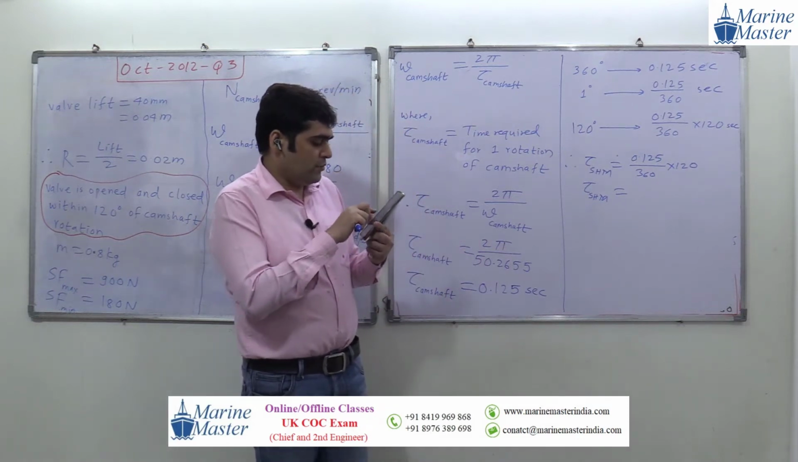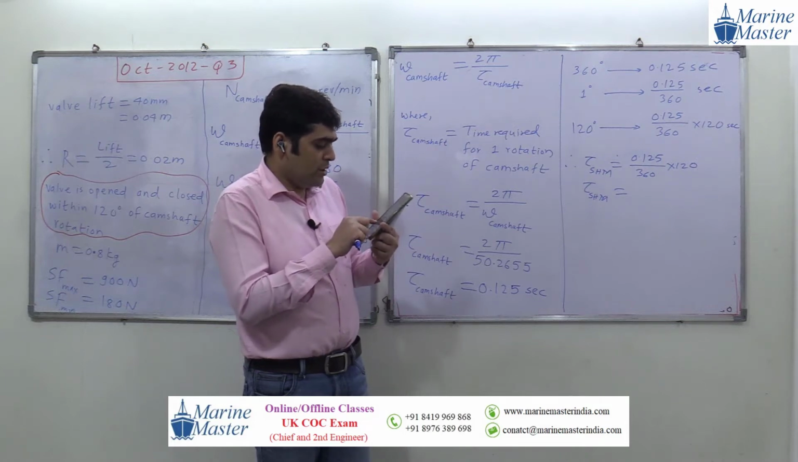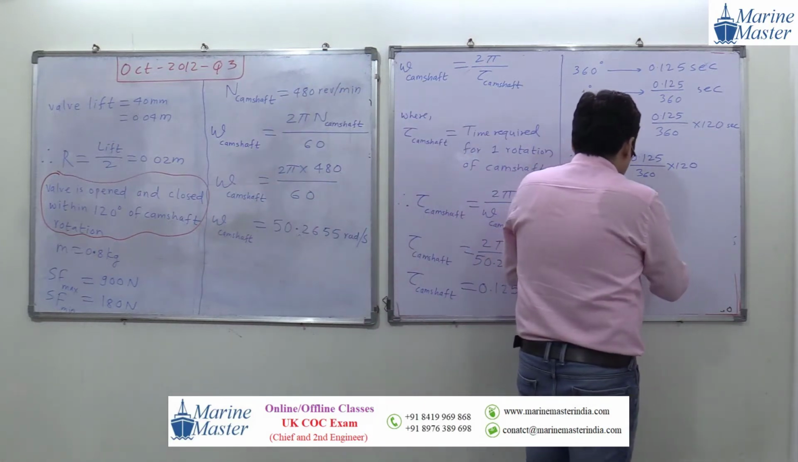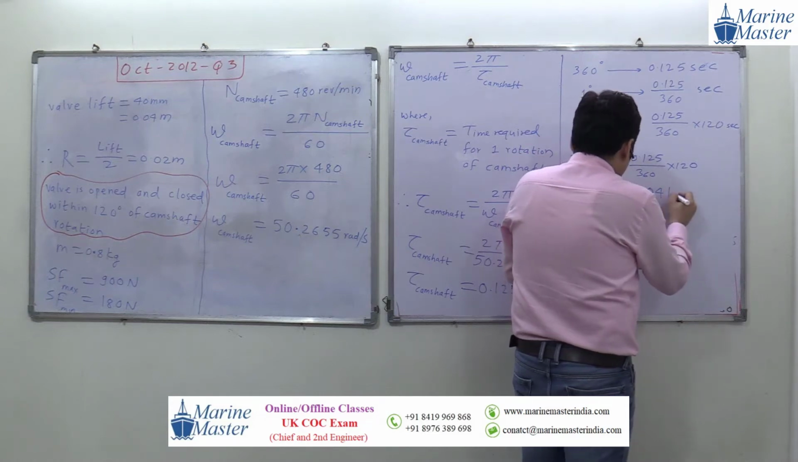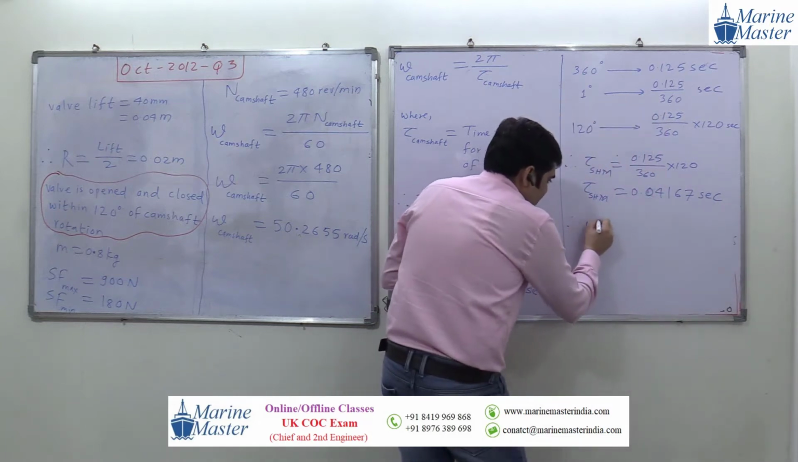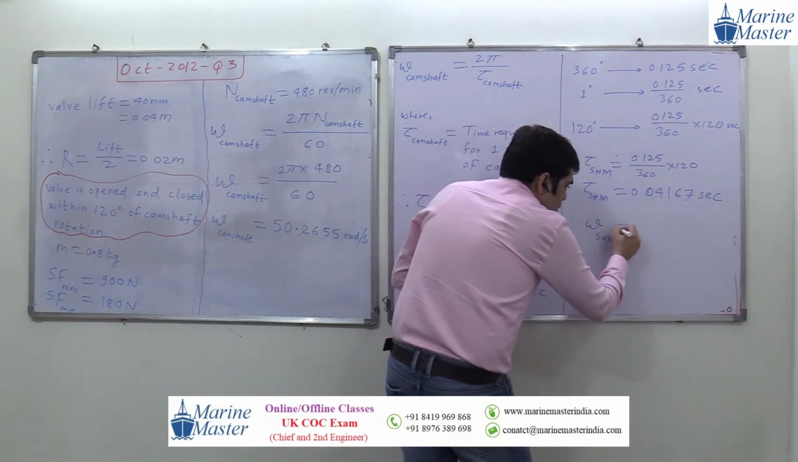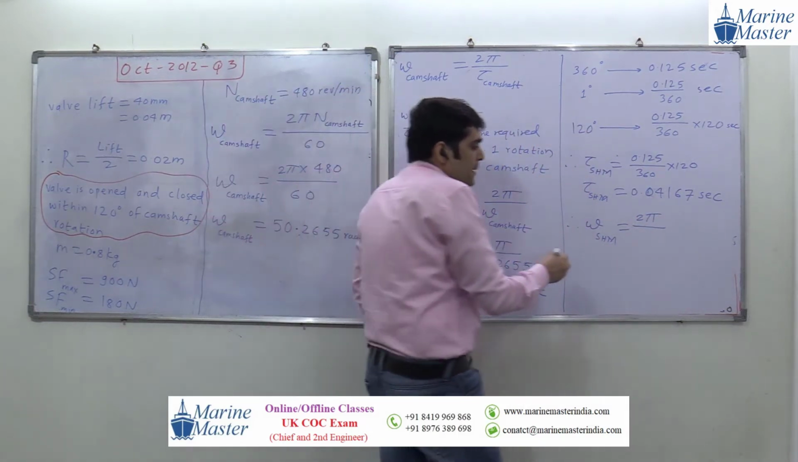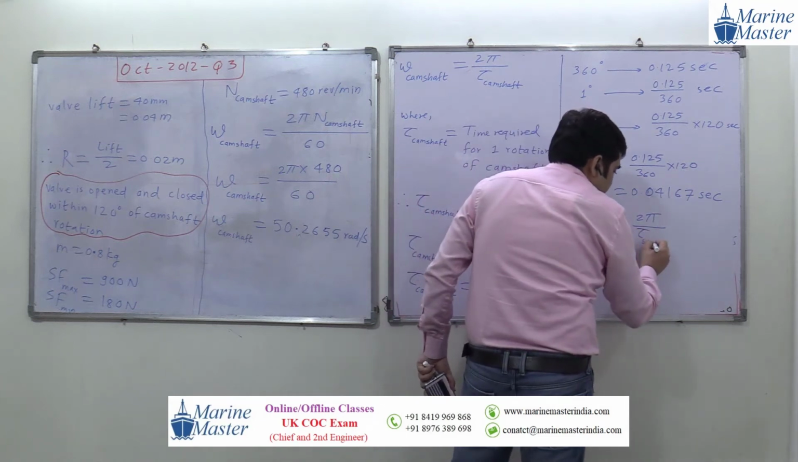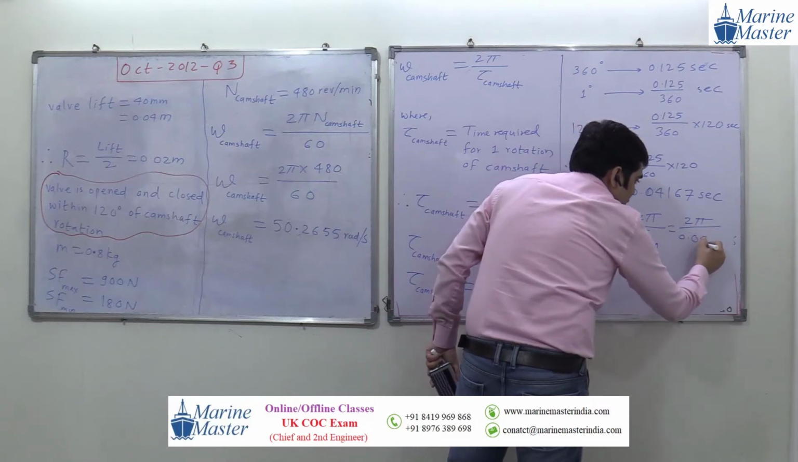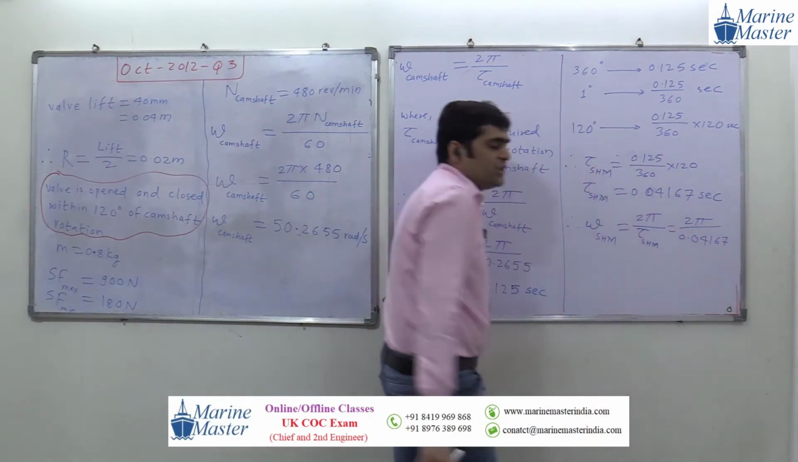So 0.125 multiplied by 120 divided by what? 360. How much time we required, guys? Tau SHM is 0.04167 second. So therefore omega SHM will be equal to what? 2 pi, that is our reference circle diagram. 2 pi for that reference circle, divided by what? Tau SHM. So 2 pi divided by what? 0.04167. Any doubt in this discussion, guys?